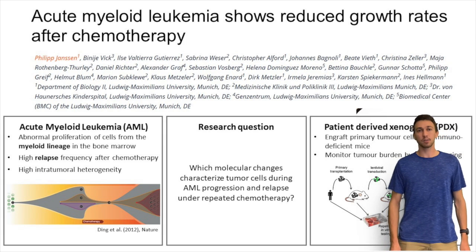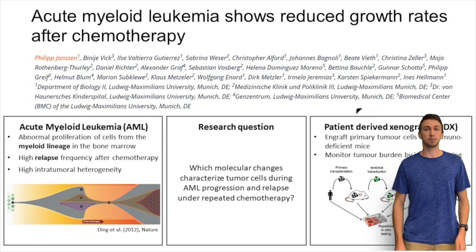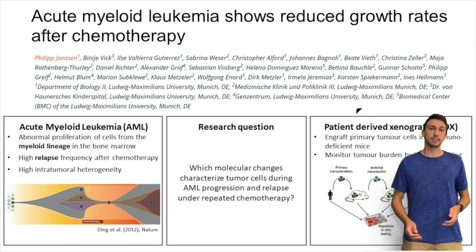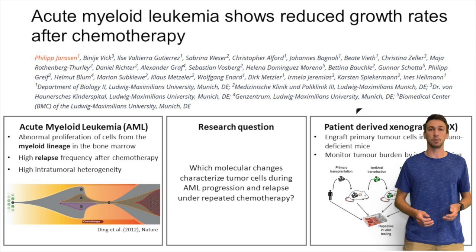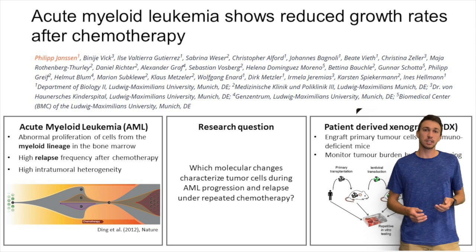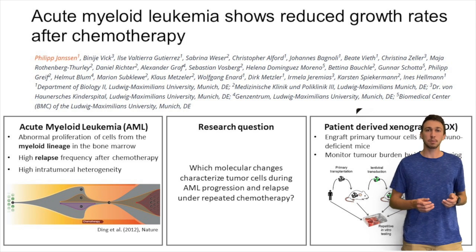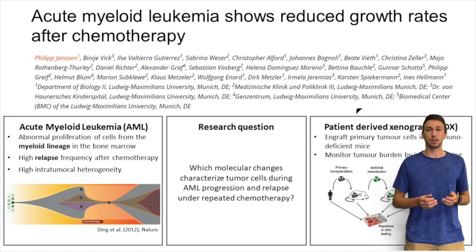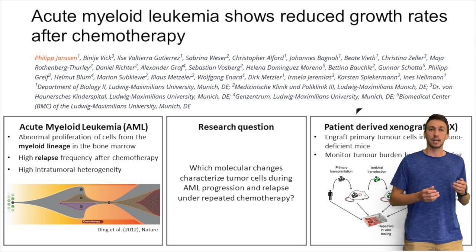I want to quickly walk you through this poster about a project where we looked at the response of acute myeloid leukemia cells to chemotherapy. So our disease of interest, acute myeloid leukemia, is a type of blood cancer that affects the myeloid lineage in the bone marrow. And it is usually treated by chemotherapy, but one major problem about AML is that patients very often relapse after chemotherapy. This can in part be contributed to a very high heterogeneity in the tumor.